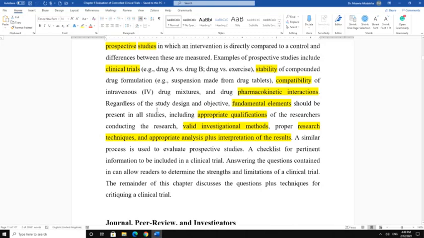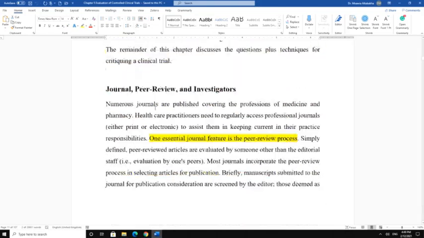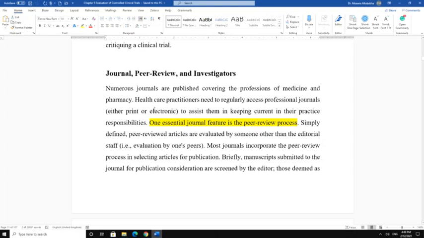Are they expert in the field? Did they use valid method? Did they use the right research technique? Did they do appropriate analysis? Did they interpret the results correctly? Of course, we will do all these things in detail.